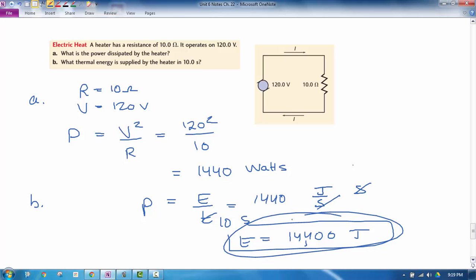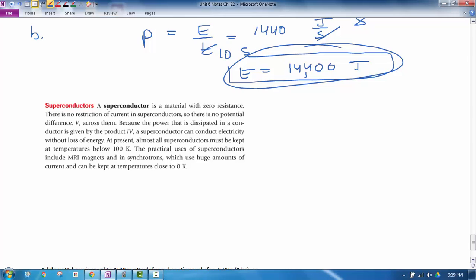Okay, the last thing you want to know, or second to last thing, is a superconductor is a material with zero resistance or close to. Obviously, if there's zero resistance, there's no restriction of the current, and power dissipated in the conductor is given by the product IV, so it can conduct electricity without any loss of energy, which can be very, very useful. And if we could find a way to make cheaper superconductors, obviously we would benefit greatly from that.